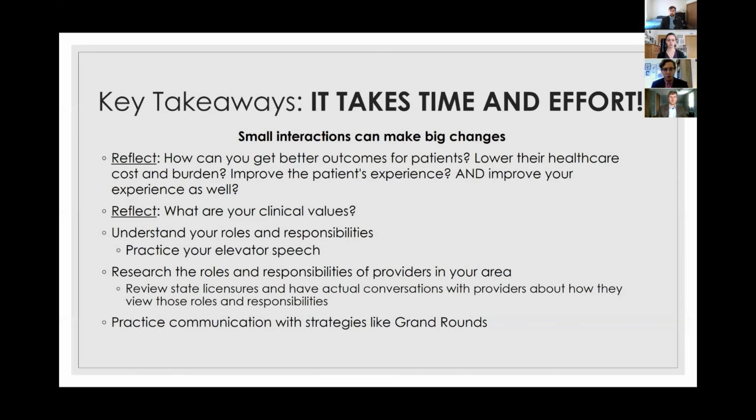Research the roles and responsibilities of providers in your area. Review their state licensures so you know both yours and theirs. And then go have actual conversations with providers about how they view those roles and responsibilities and how they think they may be able to benefit your healthcare team. And then lastly, practice communication with strategies like Grand Rounds, as Ben just discussed.